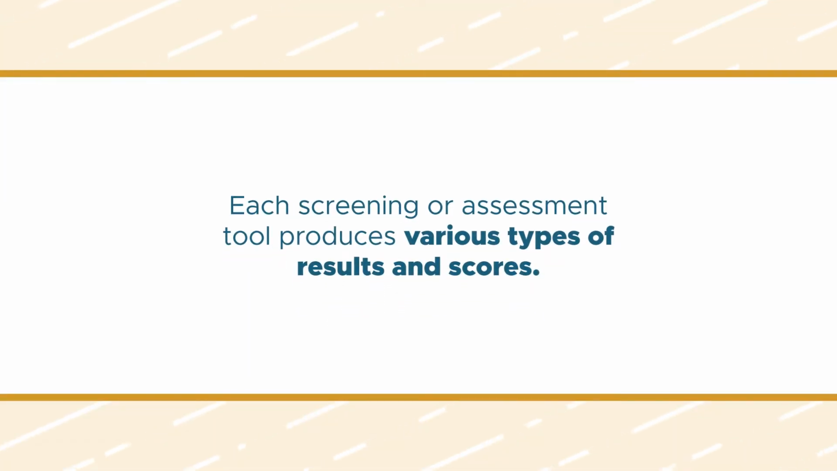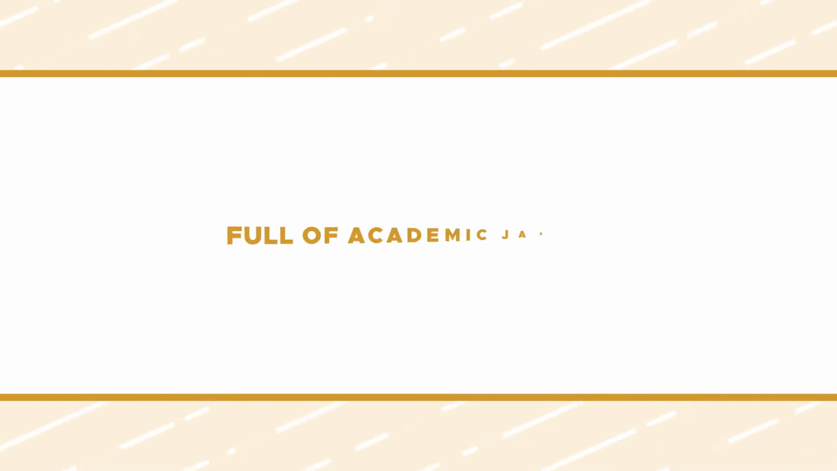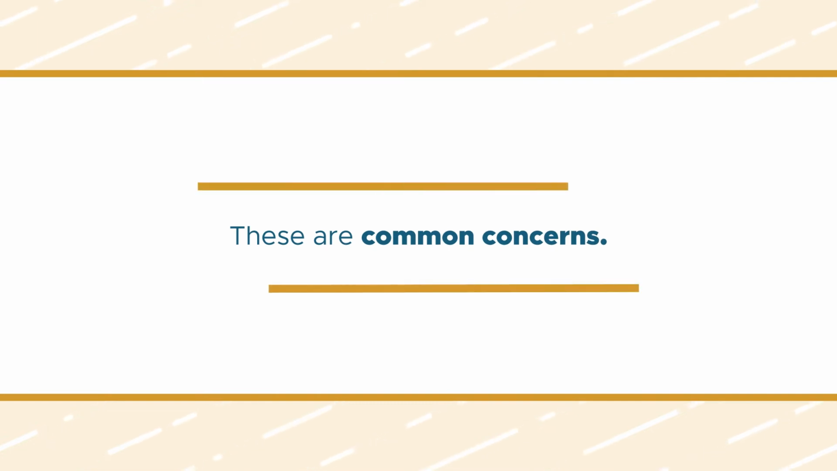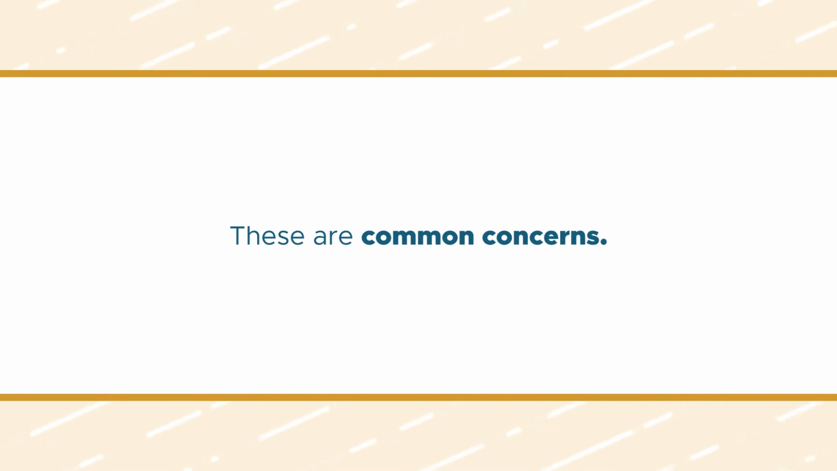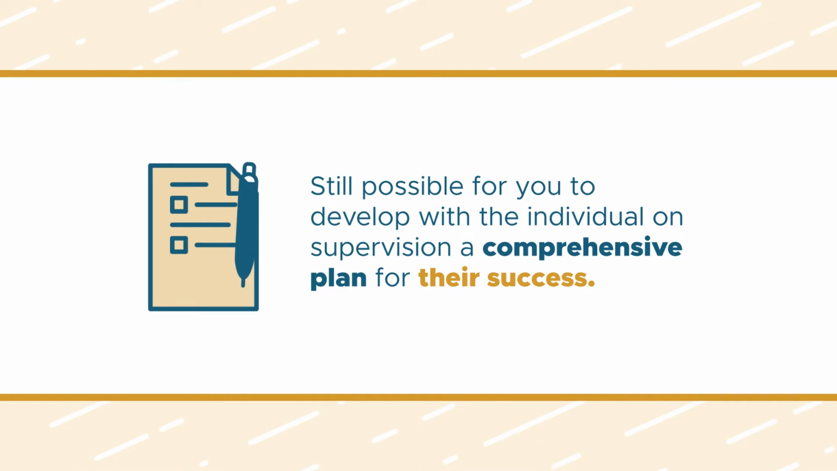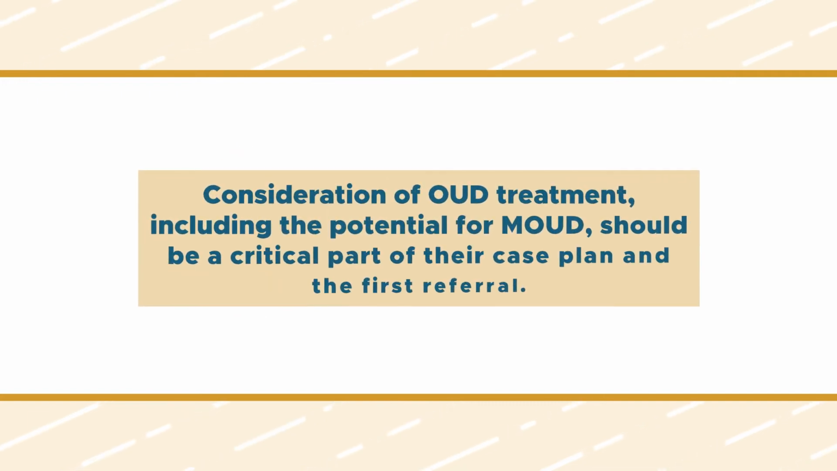Each screening or assessment tool produces various types of results and scores. Sometimes these assessment tools' results can be tricky to unpack because they're full of academic jargon and complicated to translate to individuals on probation. These are common concerns about agency screening and assessment tools and results. Even with these concerns, it's still possible for you to develop with the individual on supervision a comprehensive plan for their success. If you determine the individual you're working with has a potential issue with opioid use, then consideration of OUD treatment, including the potential for MOUD, should be a critical part of their case plan and the first referral.